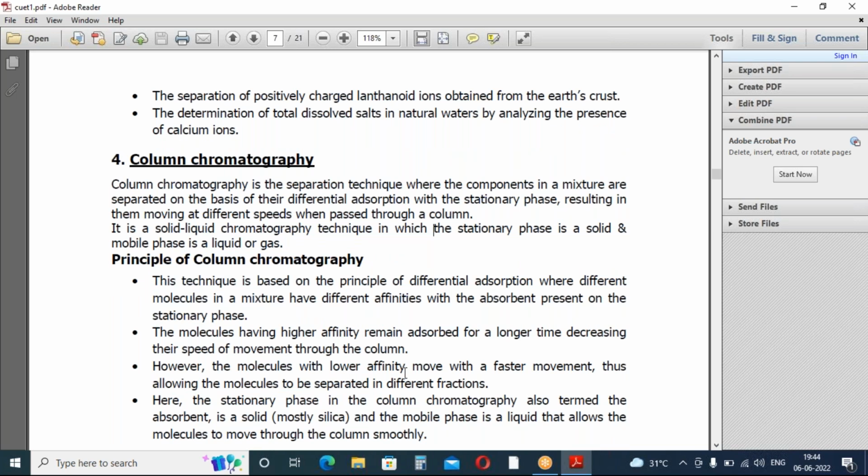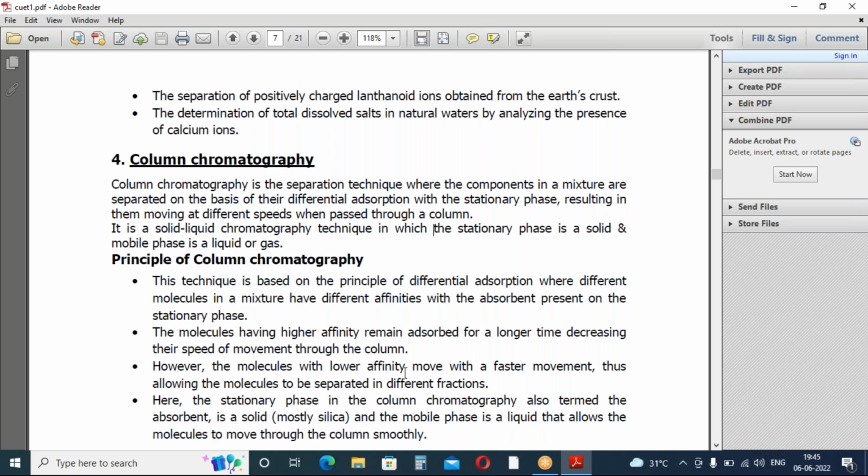Understood, ma'am? Here what is happening? First of all we are preparing the stationary phase, which is called the adsorbent, and that is made with solid particles, the adsorbent. Okay, and on that the mobile phase is running, and what is the mobile phase we are using here?